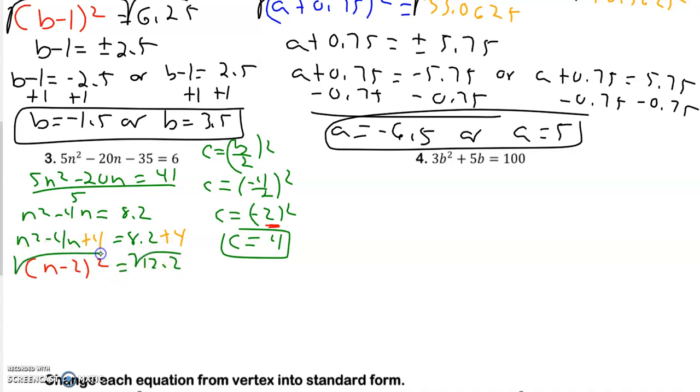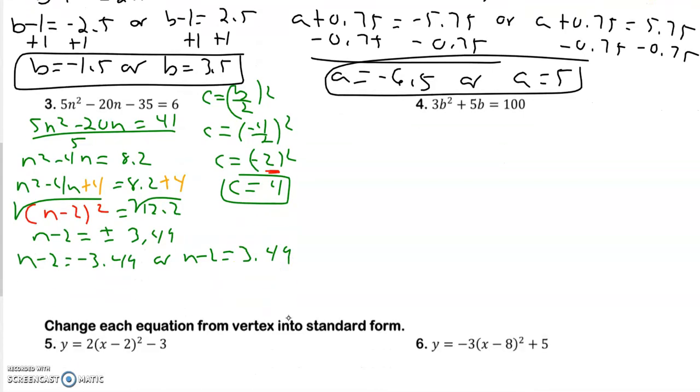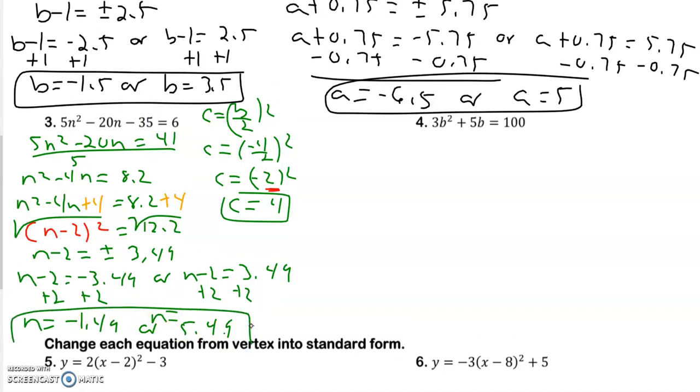Take the square root. I'm going to get n minus 2 equals plus or minus 3.49. So n minus 2 equals negative 3.49, or n minus 2 equals positive 3.49. And what I do is I add 2 to both sides, and I get n equals negative 1.49 or 5.49. N equals 5.49. Taking a look at the last one.